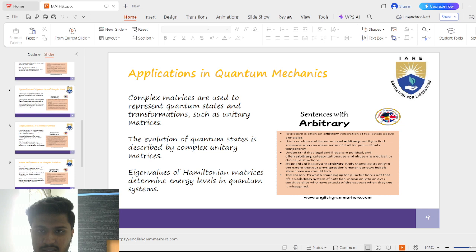Applications in quantum mechanics. Complex matrices are used in quantum mechanics to describe how quantum states behave and change. Unitary matrices show how a quantum state evolves over time without losing information. The eigenvalues of a Hamiltonian matrix represent the possible energy levels that a quantum system can have, like the allowed energies of an atom. In simple words, complex matrices help explain how quantum systems move and what energies they can take.